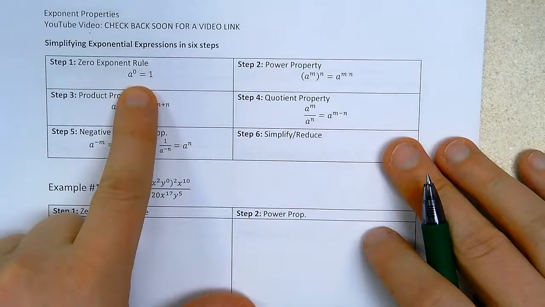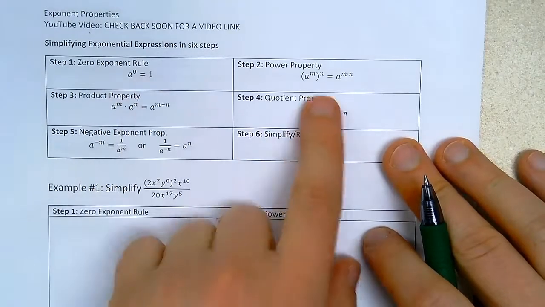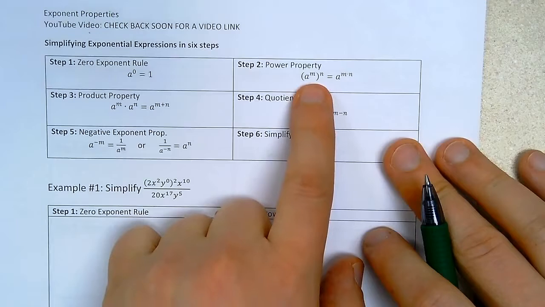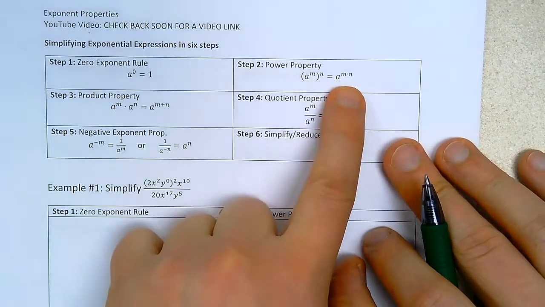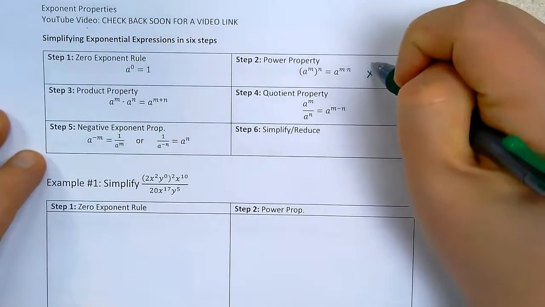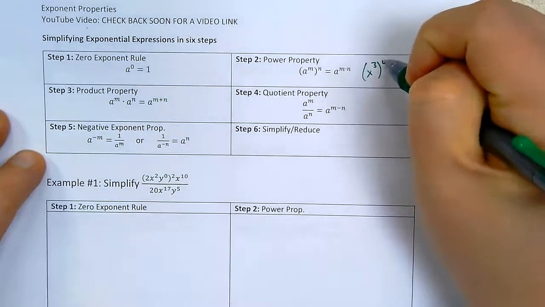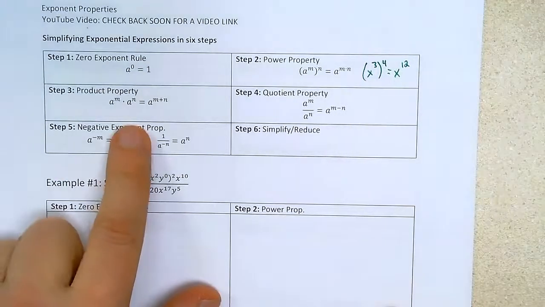The zero exponent rule says any base raised to the 0th power is 1. Any base raised to the 0th power is 1. The power property, when you have an exponent being raised to an exponent, you can multiply those two. For example, if I had x to the 3rd to the 4th, that would equal x to the 12th.